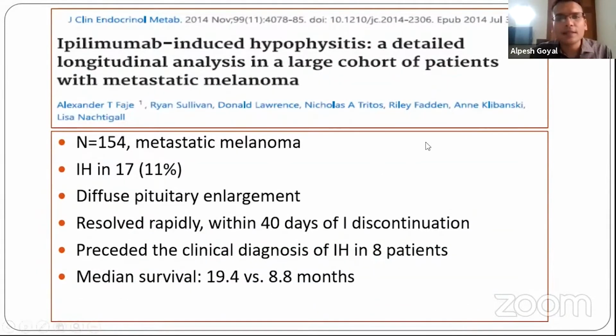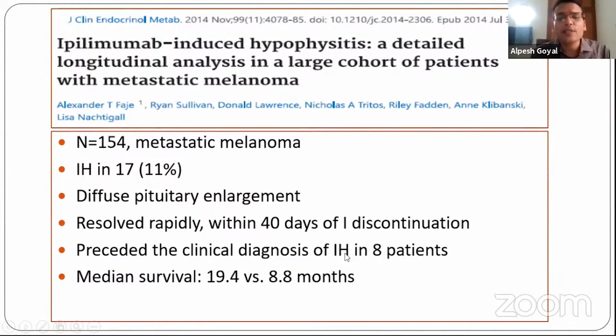This is the large retrospective study of 154 patients with metastatic melanoma, and the authors reported hypophysitis in 11% of patients. All of these patients had diffuse pituitary enlargement, and within 40 days of ipilimumab discontinuation, you had resolution of pituitary enlargement. Interestingly, pituitary enlargement was reported to be both homogeneous as well as heterogeneous, showing heterogeneous enhancement.